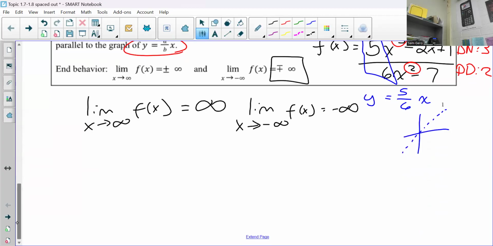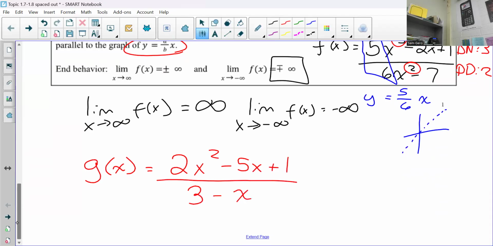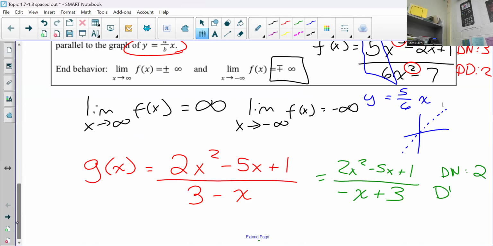Here's another example. We're going to call this g of x. So g of x equals 2x squared minus 5x plus 1 over 3 minus x. Now, this is not written in the correct order in terms of degrees, so I'm going to rewrite this. That's the first thing I'm going to do. The top is fine: 2x squared minus 5x plus 1. The bottom I'm going to rewrite as negative x plus 3. The degree of the numerator is 2. The degree of the denominator, negative 1. Oh, sorry, it's not negative 1. The degree of the denominator is 1.